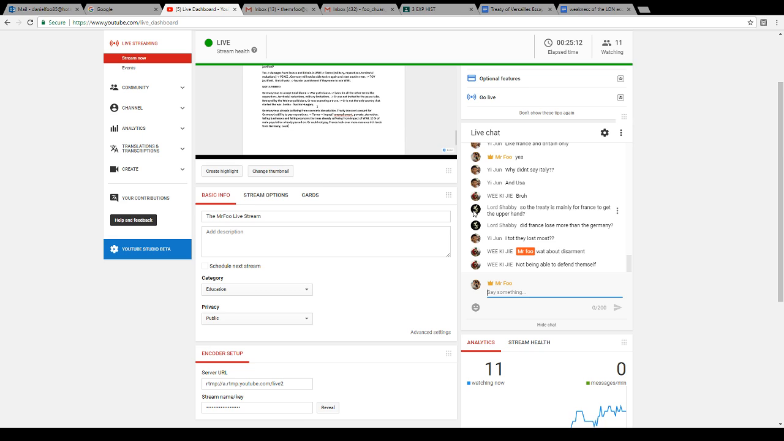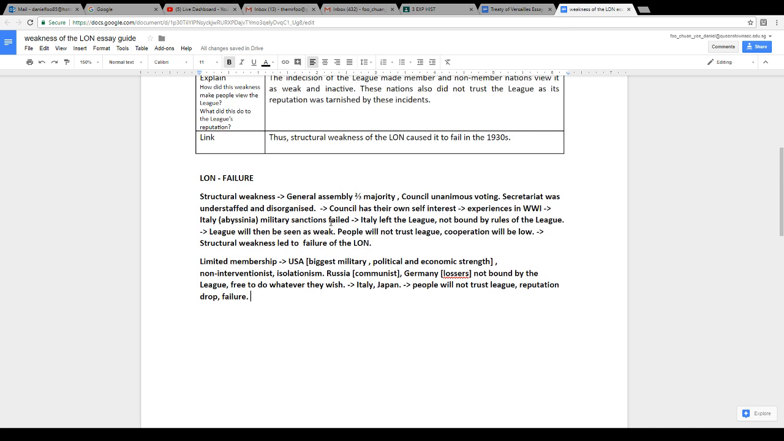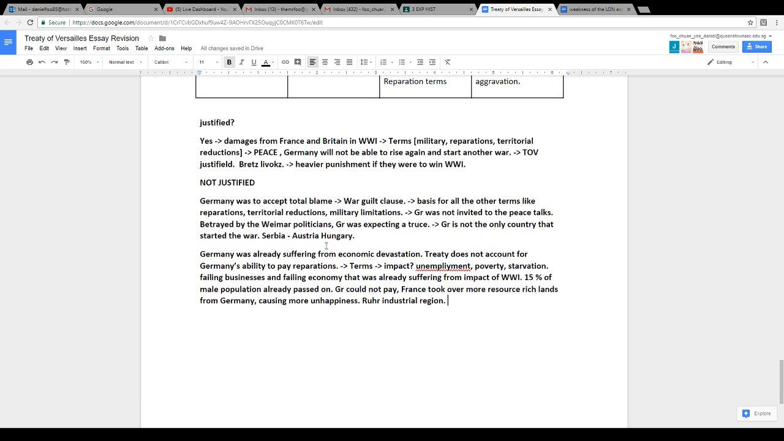Yes, disarmament can also be one point. Okay, I leave it up to you. Actually, all can be put under total blame, but if you separate it, it is fine as well. If you separate total blame from economic devastation, from ability to defend itself, you can either separate it or put it all together, as long as it's written down that Germany could not pay.